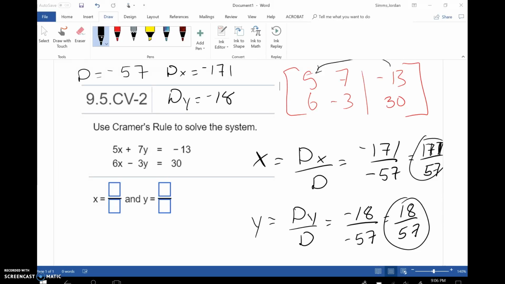Okay? So Cramer's rule, pretty neat. It's just a different way to solve matrices, and it actually works, and it works every time. So that's the fun geekery of math, I guess.